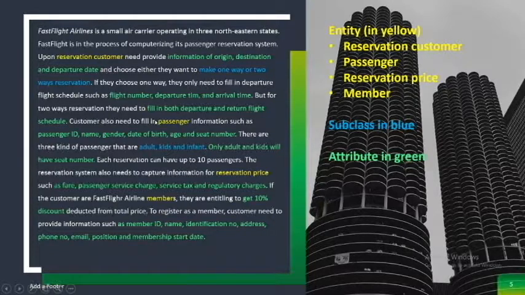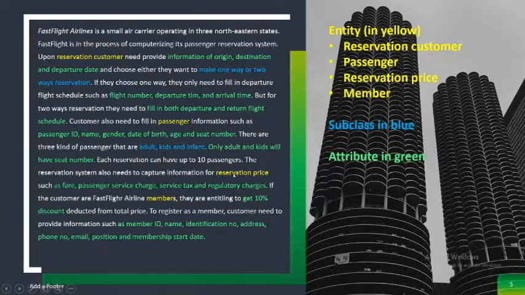Okay, the second entity is passenger. The attributes for passenger are passenger ID, name, gender, date of birth, age, and seat number. For passenger, we will also have subclasses, which are adult, kid, and infant. Okay, read the question carefully. The question states only adult and kid will have seat number. So in the attributes, only adult and kid will have seat number as an attribute.